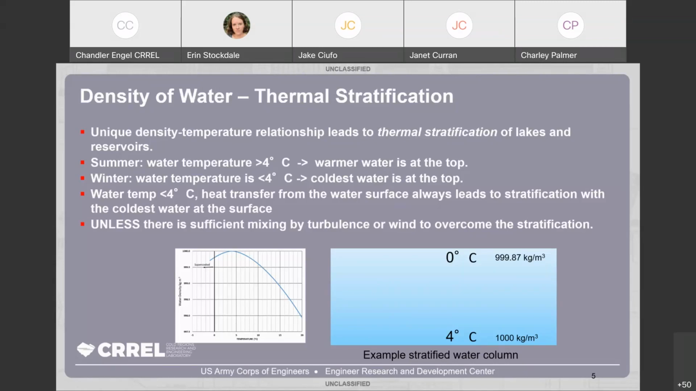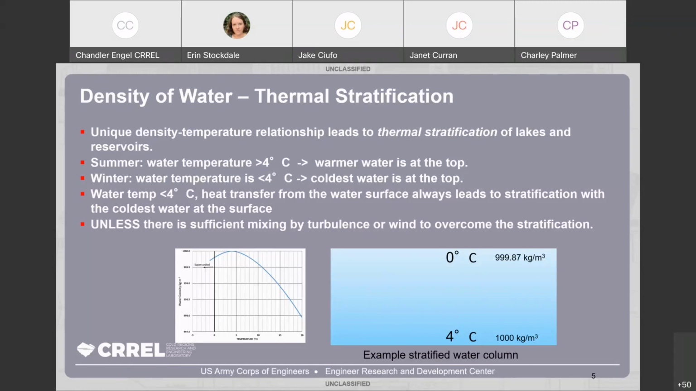And the coldest water sits at the surface, and further cooling, release of heat into the atmosphere will cause the density to decrease. It'll stay there at the surface, which will eventually result in ice formation. So this figure here, this little diagram on the bottom right, is just an example of what a stratified water column could look like. There's a lot of variations on this, but you could end up with 0 degree water on the surface and 4 degree water at the bottom.